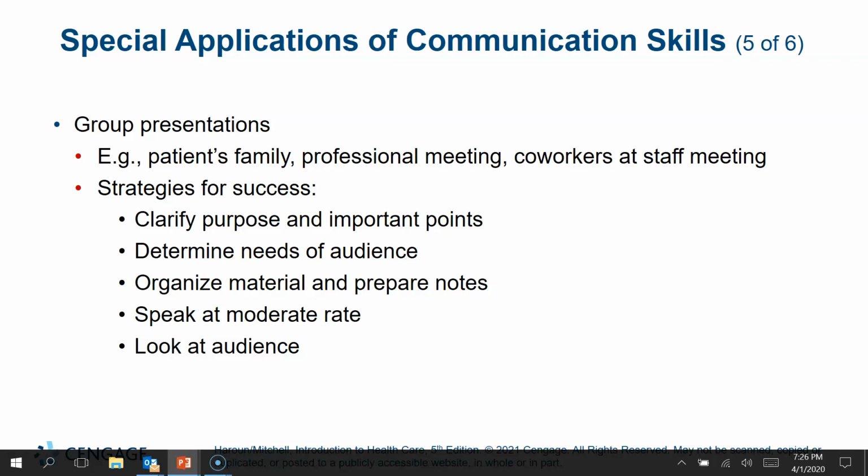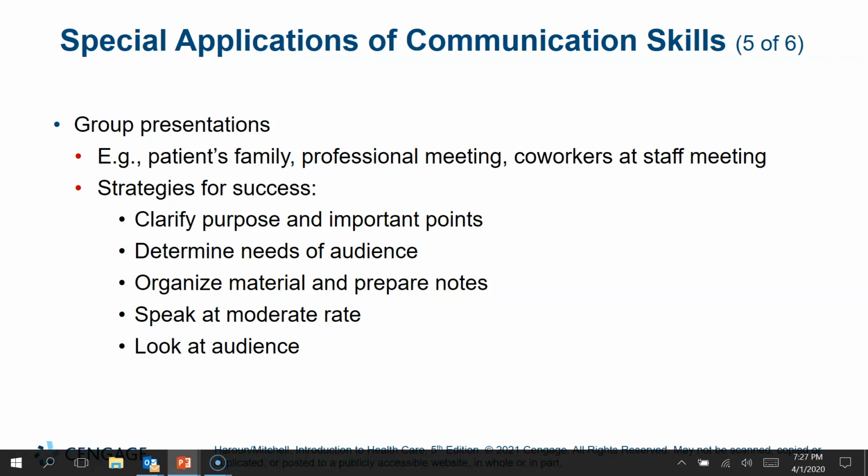What does the audience need? Are we talking to family? Are we talking to healthcare providers? Are we talking about patients who have a certain disease? We really need to know that, because what we're going to say and how we're going to deliver it will depend upon our audience. So it's really important that you know your audience. Organize the materials and prepare your notes. And yes, I always have notes.